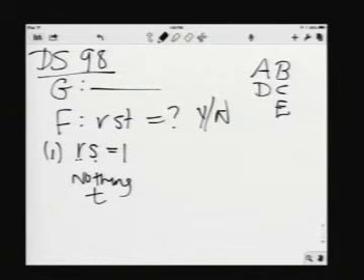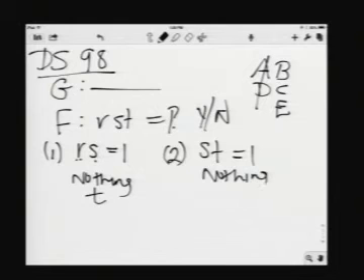Is RST equal to 1? We do not know. Nothing about T. So we eliminate A and D pretty quickly because we're lacking information about one of our variables. If we look at our second statement that says S times T equals 1, here we have nothing about R. So once again, we can quickly eliminate choice B, because R could be anything you can imagine, and so we can't tell if the product is going to equal 1 or not.